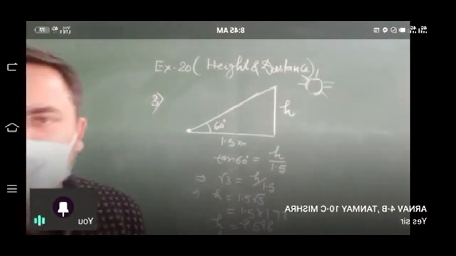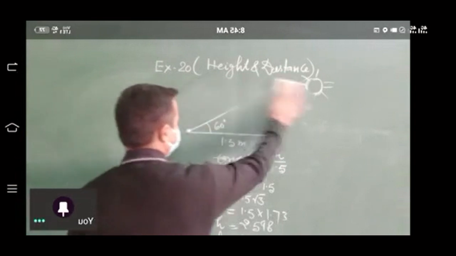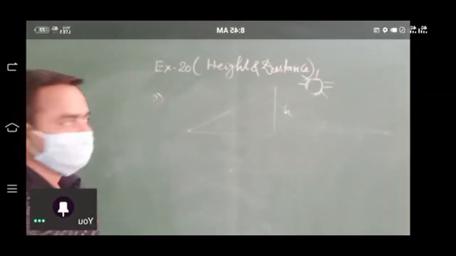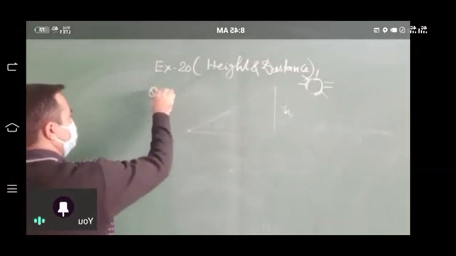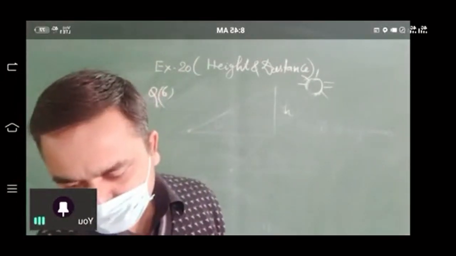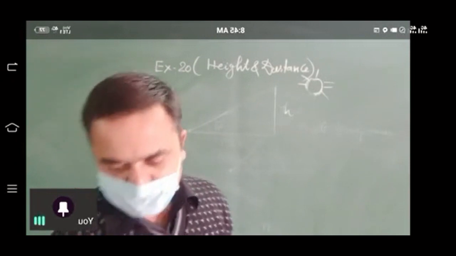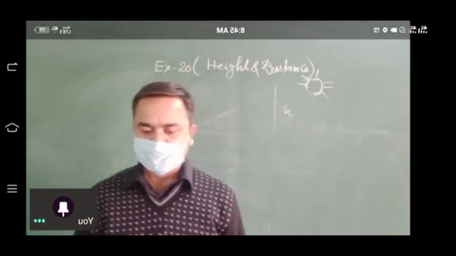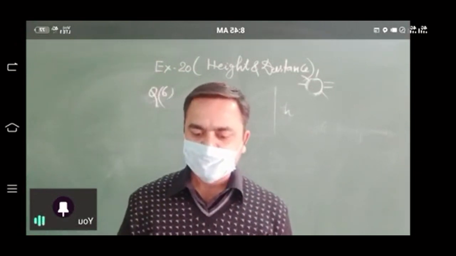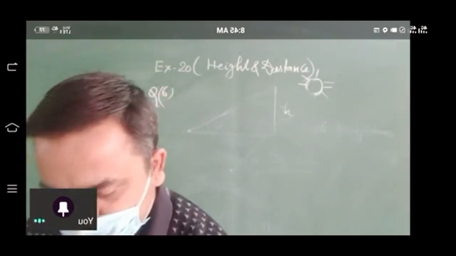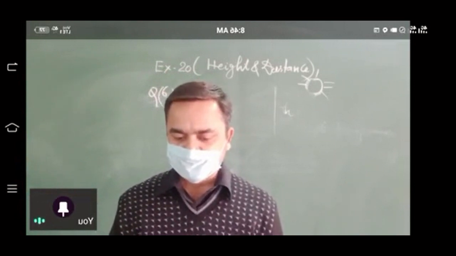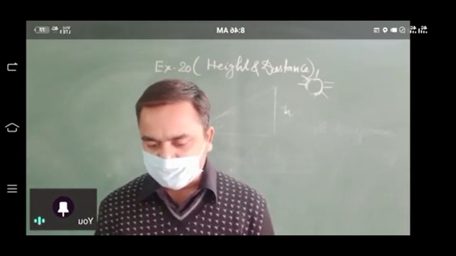Now see question number 6. It is from 2005. From the top of a cliff 90 meter high, the angle of depression of a buoy is 20 degree. Calculate, to the nearest meter, the distance of the buoy from the foot of the cliff.